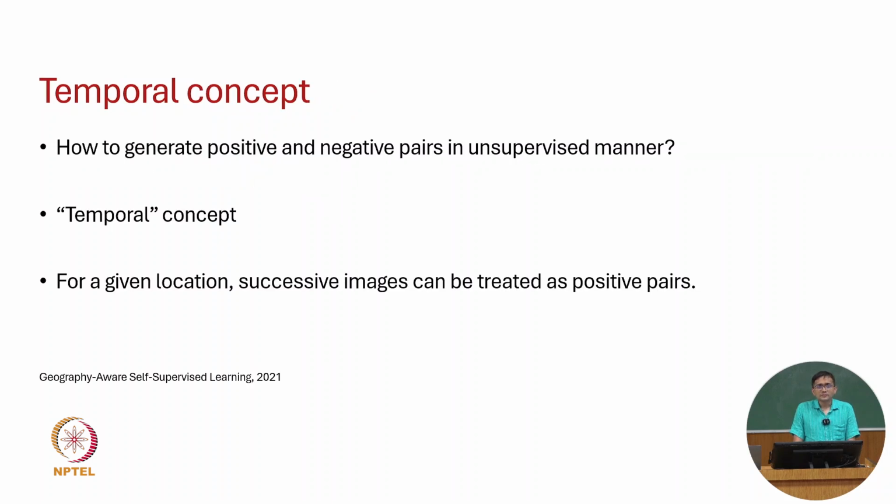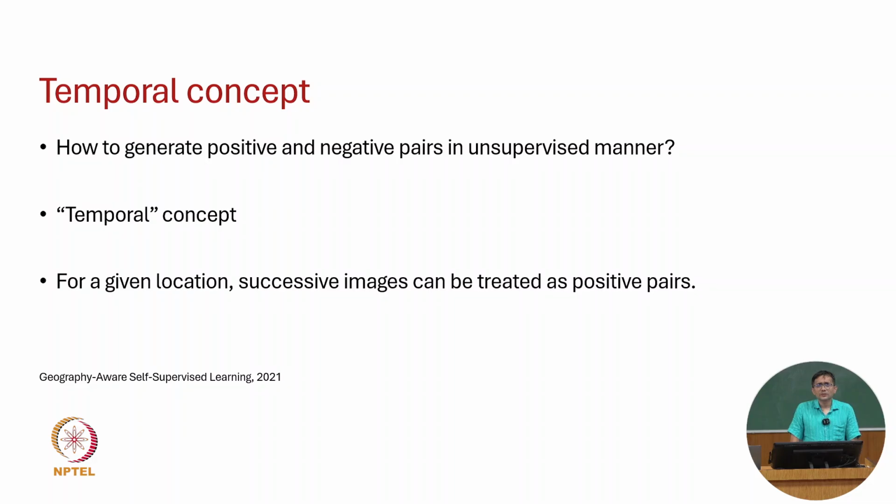So similarly, we can also construct a temporal concept of near, how near the images are. For a given location you can think of the successive images as positive pairs. So this is again also a bit related to the discussion we had with respect to the video in the last lecture.